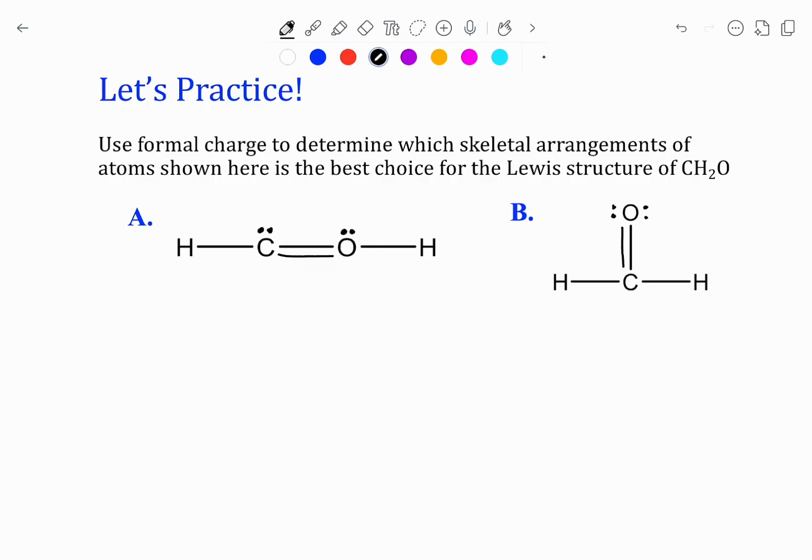Now, I want you to prove it. So find the formal charges for each of these individual atoms, show whether they're pluses or minuses, and follow those guidelines to then determine which one is the better structure.